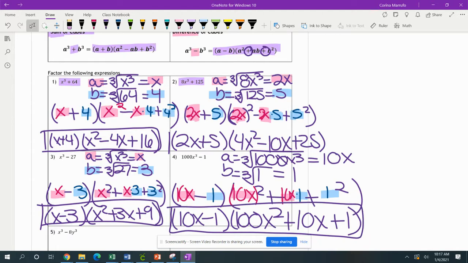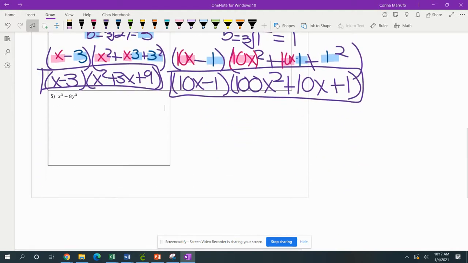All right, so we have one more example like this. This is also a difference of cubes. So first we figure out what our cube roots are. For a, if we take the cube root of x cubed, that gives us x. And then for b, we take the cube root of 8y cubed. The cube root of 8 is 2, and the cube root of y cubed is y. So now that we know that a is x and b is 2y, we go ahead and plug this in.